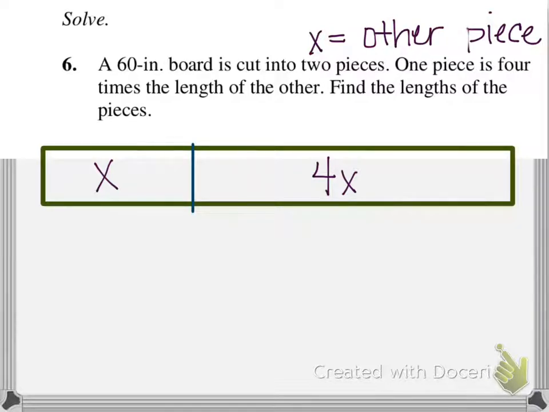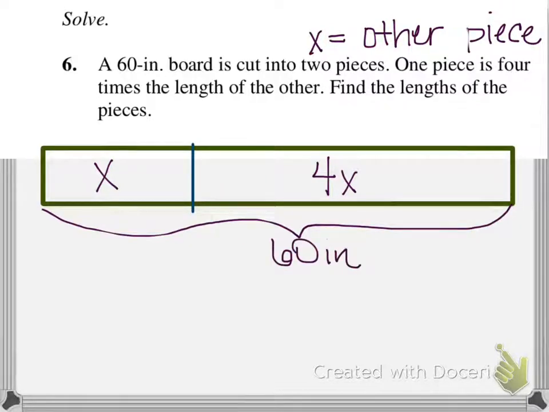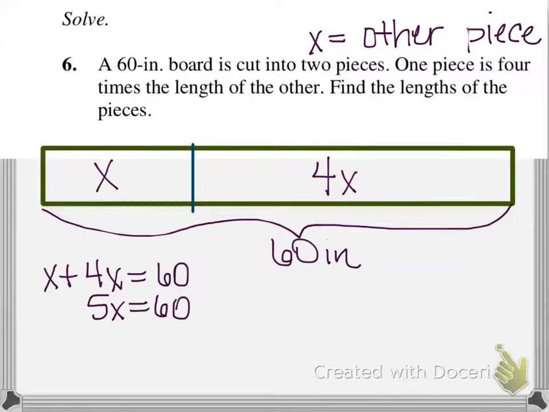So now I have my picture. The only other thing I know is the 60 inches. So I know that these together are 60 inches. What's my equation going to be? Well, it's going to be x plus 4x totals 60. Now I can go through the equation solving process. I can simplify because I can combine my like terms. x plus 4x is 5x. Now I can divide both sides by 5, and I'm going to get x equals 12.